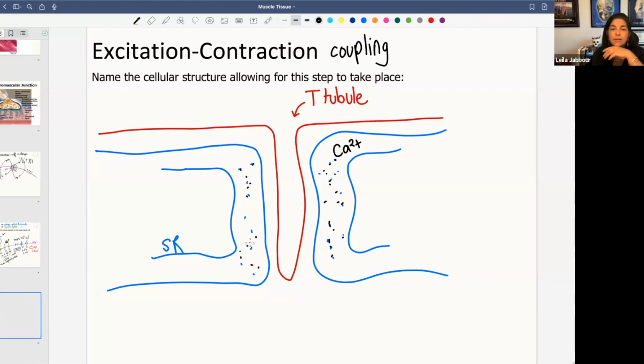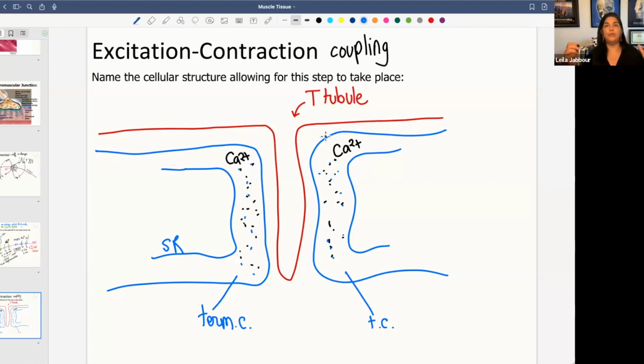The SR is the reservoir of calcium ions. So calcium, calcium, calcium inside the SR. Okay, just the terminology here. This was a terminal cisterna, and this is another terminal cisterna. Terminal cisterna, terminal cisterna with the T-tubule, and that's how you have your triad. Remember, 2 terminal cisternae and 1 T-tubule form the triad.